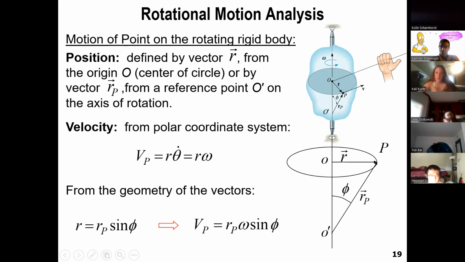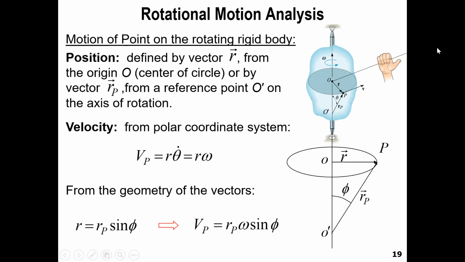Looks good. So I found the velocity of P in terms of the angular velocity of the rigid body and its position vector from my base reference point.